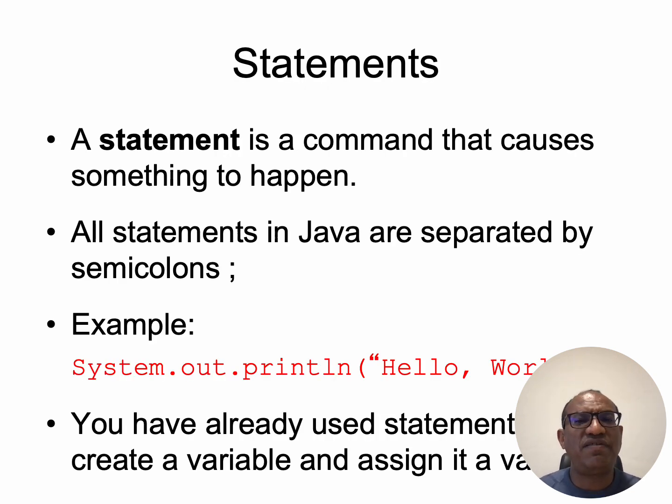A statement in Java is a command that performs an action. Each statement ends with a semicolon. System.out.println, in parentheses and double quotation marks, Hello World. This statement prints Hello World to the screen. We've already used statements to declare and assign variables.